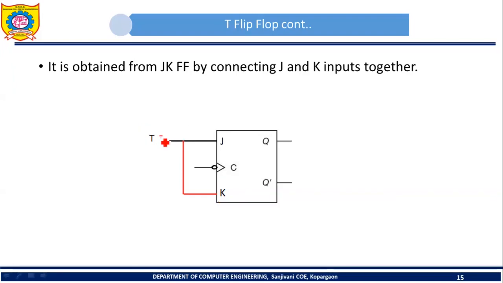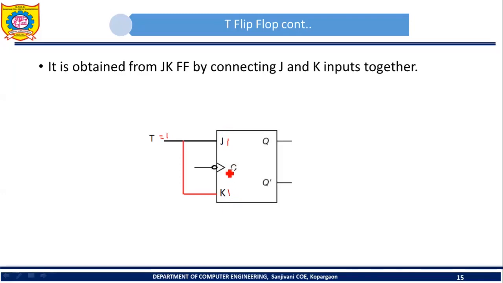Now if T is 1, let's see what will happen in this circuit. I told you how a T flip-flop operates. In case of a T flip-flop, if T is 1, what change will happen in the output? The output should toggle. So see, if T is 1, J will be 1 and K will also be 1, because we have simply connected J and K together. So whatever input I apply to T will become the input for J and K. So J and K both will become 1 1.